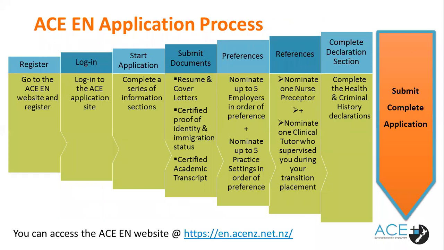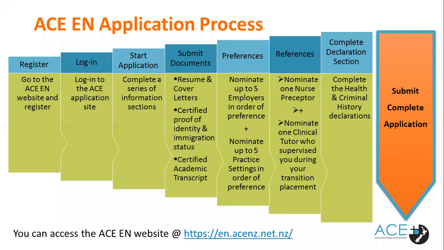So again, this is a quick look at the ACE-EN application process. The first thing you will need to do is register and create an account on the ACE-EN website, which is on the link at the bottom of the slide. And after you create your profile, you will then need to log in and start your application. Firstly, there will be a series of information sections, with questions asking you where you completed your qualification and when you're intending to sit your state exam, for example.